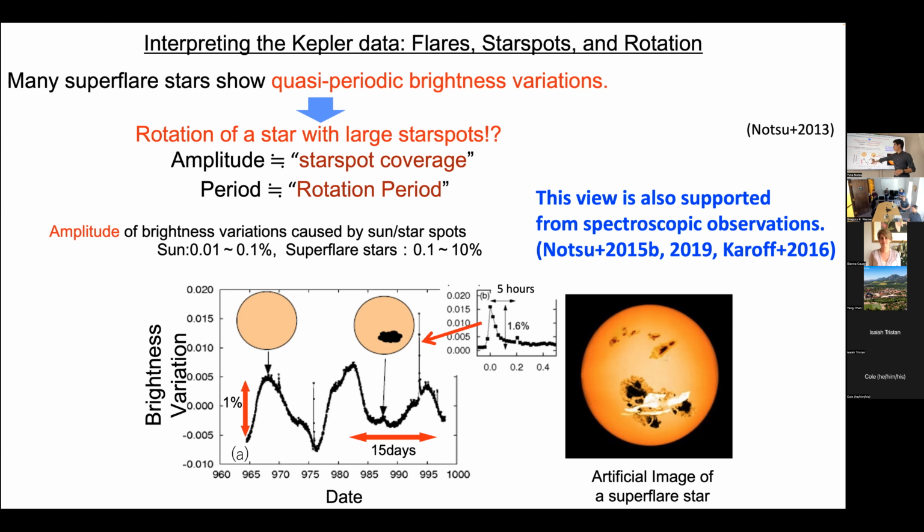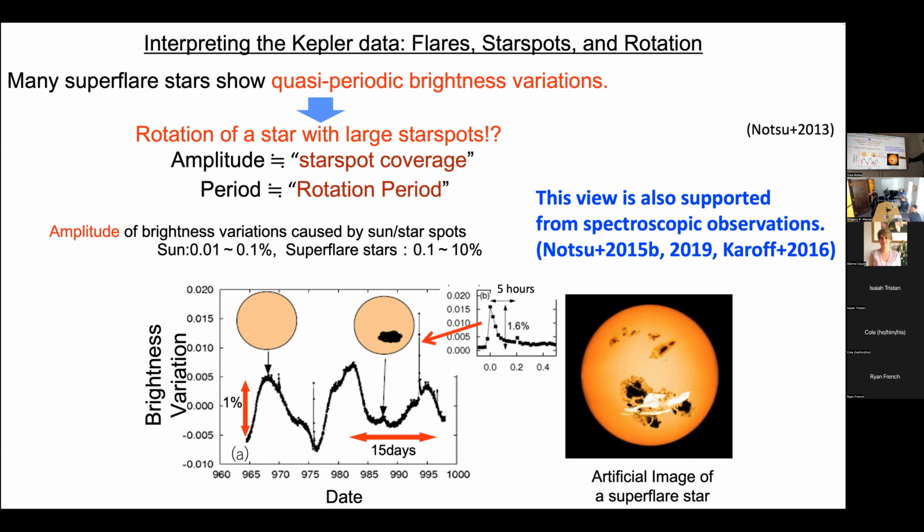So then, the amplitude corresponds to the starspot or sunspot coverage, and the period corresponds to the rotation period. And the amplitude is much larger than the sunspot amplitude. The sun also shows this modulation, but the amplitude is very small. In the case of these stars, the amplitude is very large. So we can have a view of this kind of superflare with severe large starspots.